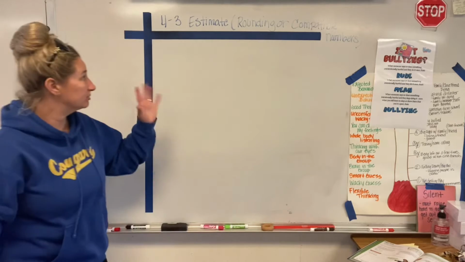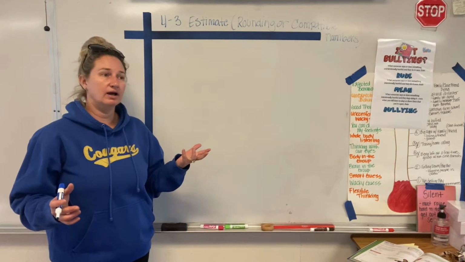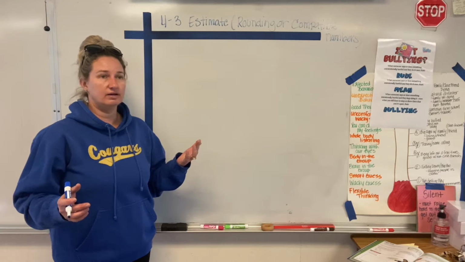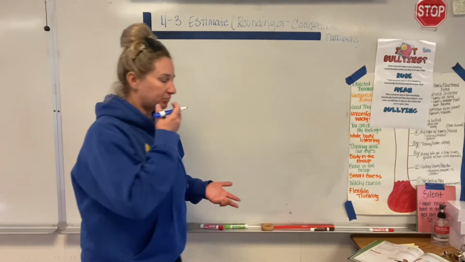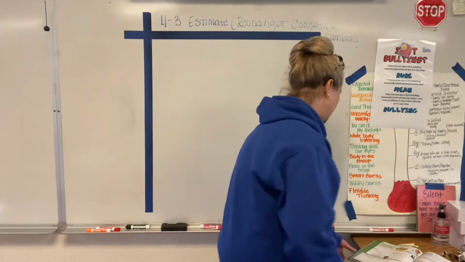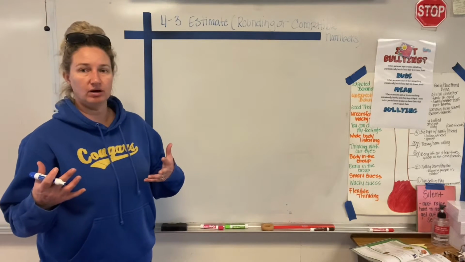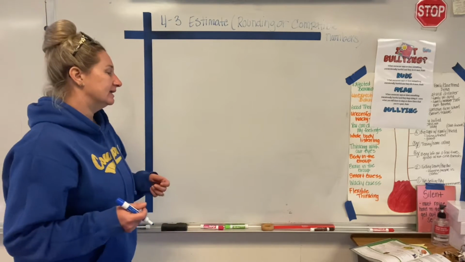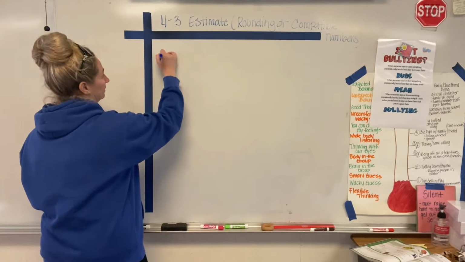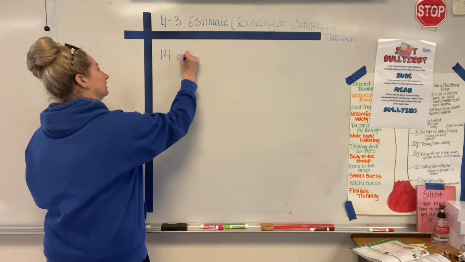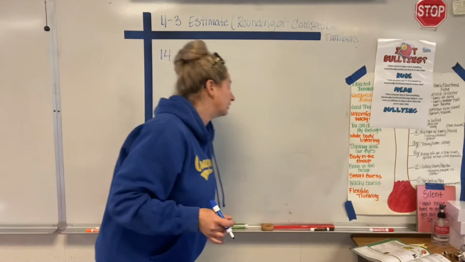Okay, so the purpose of estimating is just to get an answer that's close to the one you want, so that you can give a quick answer to somebody. So in the book, one of the examples on page 138 talks about some workers who are picking apples in an orchard, and it says in one orchard they picked 14 dozen apples, and then in another orchard they picked 12 dozen apples.